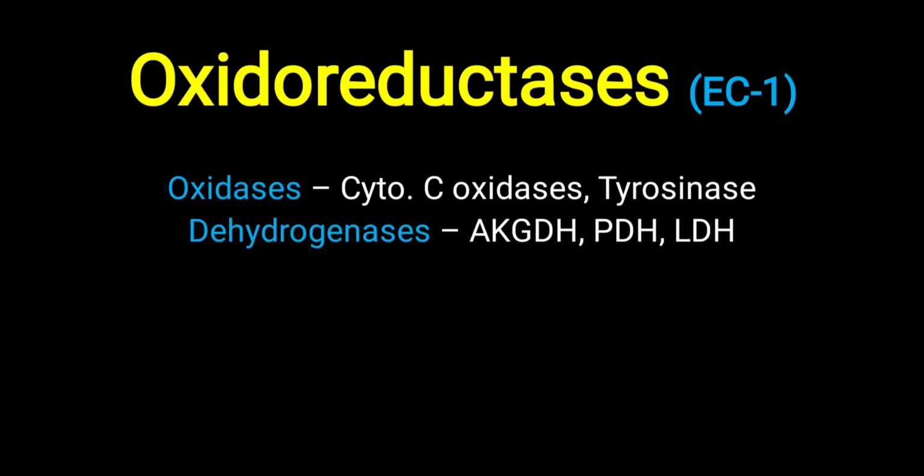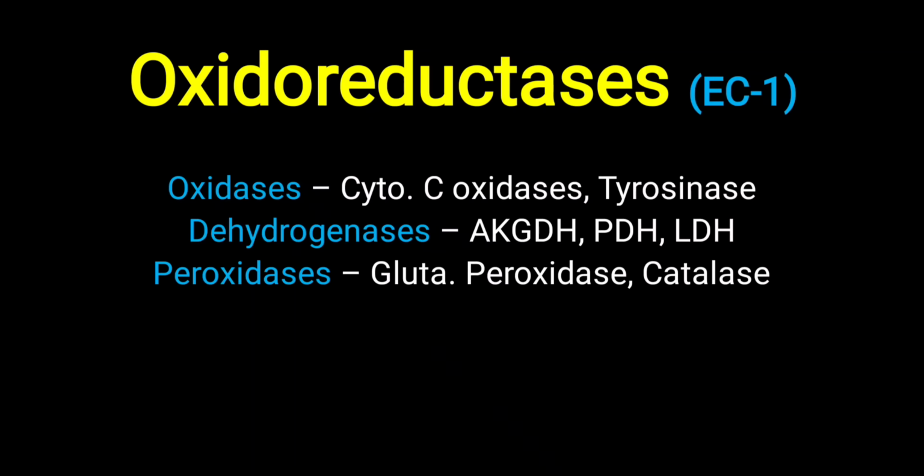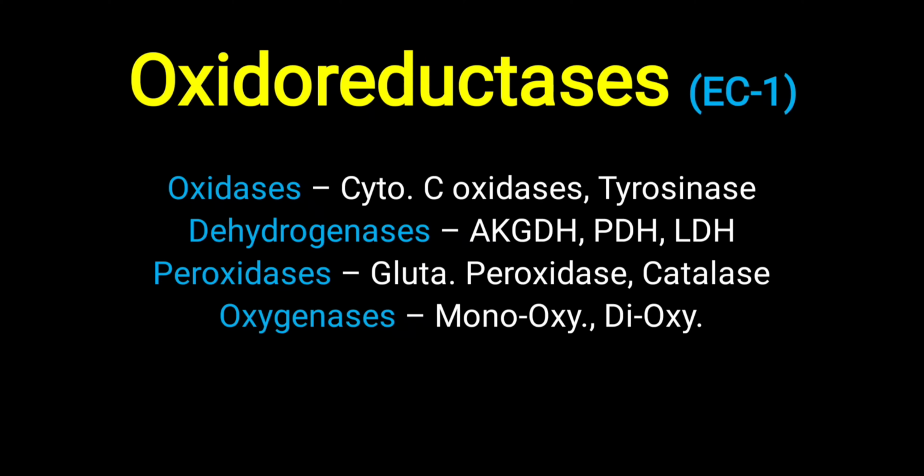In the same way, all dehydrogenases, like alpha ketoglutarate dehydrogenase, pyruvate dehydrogenase and lactate dehydrogenase, belong to enzyme class 1, oxidoreductase. Peroxidases like glutathione peroxidase and catalase also belong to class 1. Furthermore, remember oxygenases, monooxygenases and dioxygenases, all involved in a reduction or oxidation process. And lastly, reductases. So oxidases, dehydrogenases, peroxidases, oxygenases and reductases all belong to enzyme class 1.